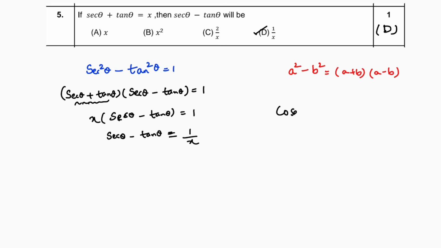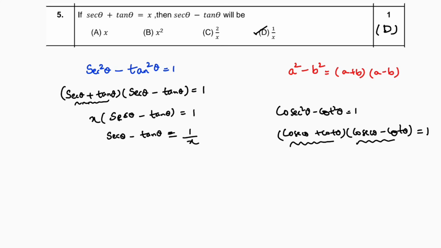In the same way, for the identity cosec square minus cot square, it will also be the same: cosec theta plus cot theta into cosec theta minus cot theta equals 1. See, if you observe, cosec plus cot and cosec minus cot are reciprocal to each other.